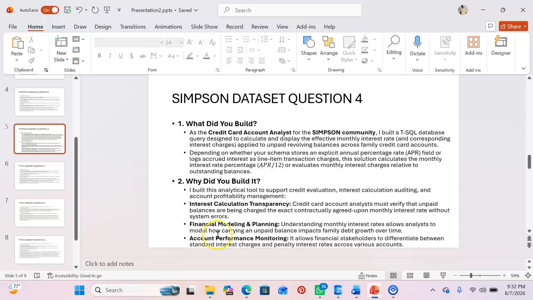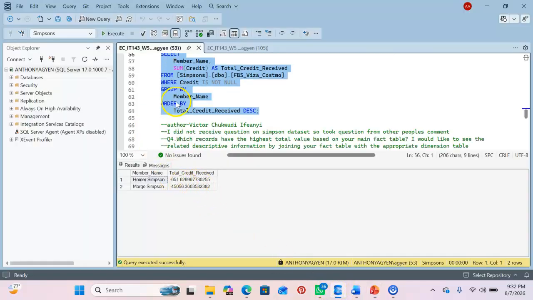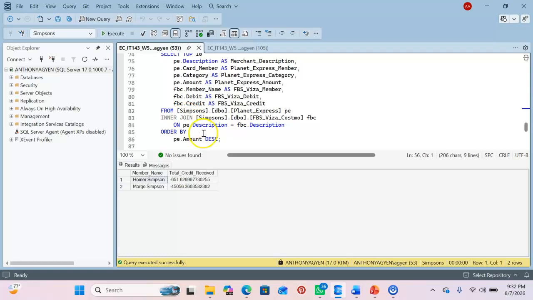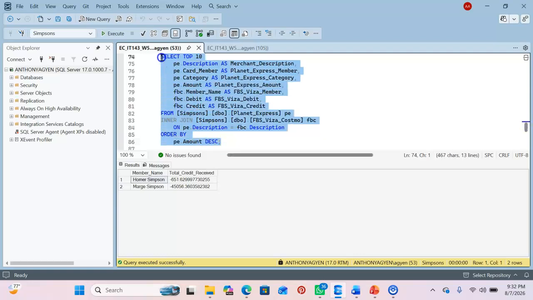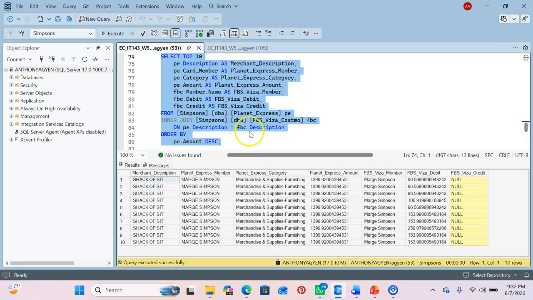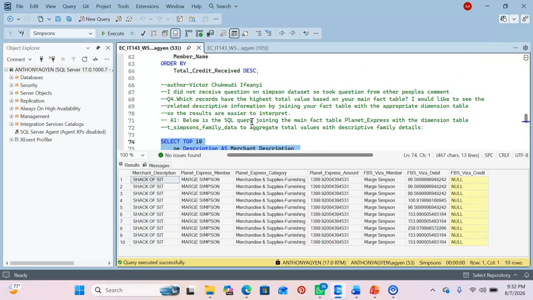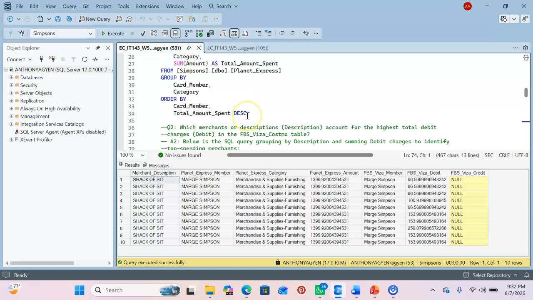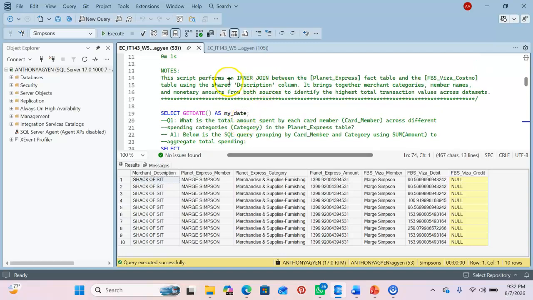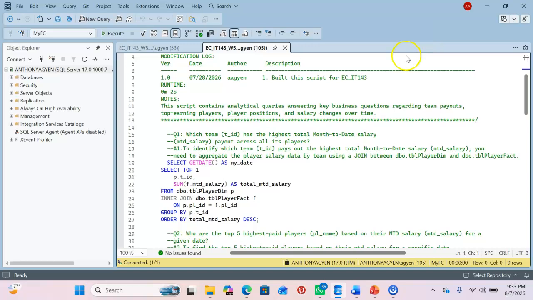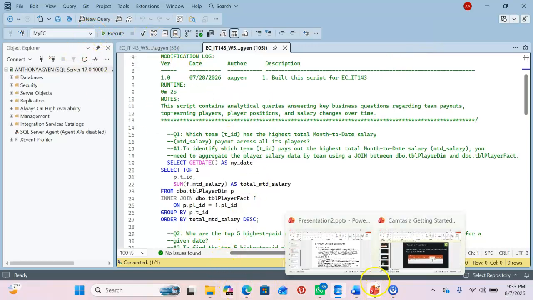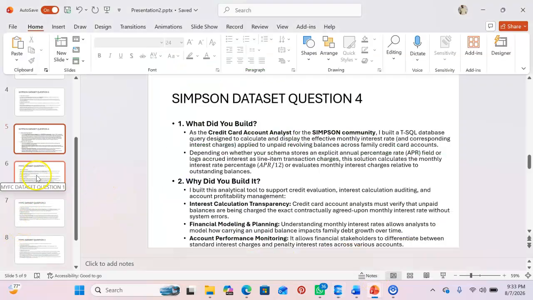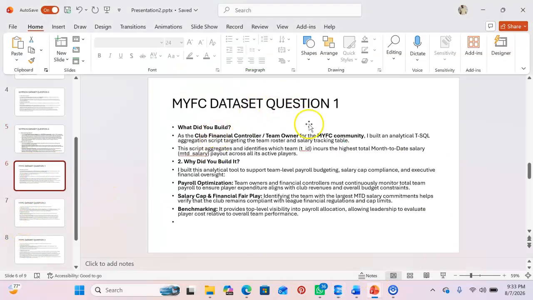So interest calculation transparency, financial modeling and planning, account performance monitoring. Then we'll go to the how. If we execute this query, the answer is 1, 2, 3, 4. Okay, so we'll then move on to my FCF database, then the question. So my FCF dataset question.